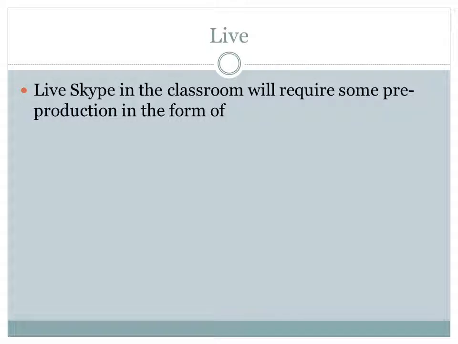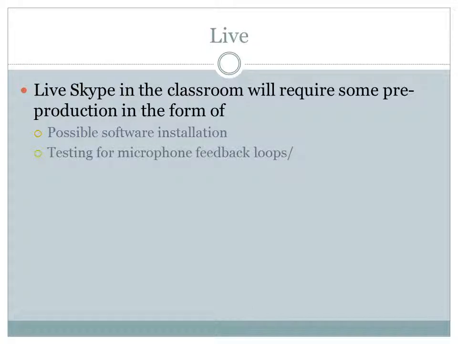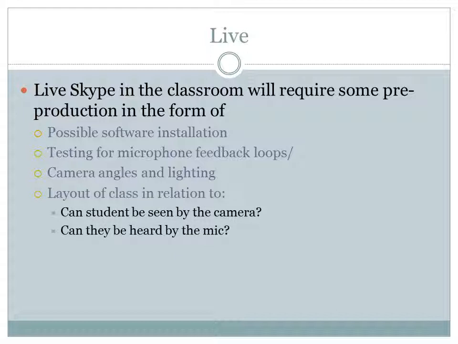So live Skype in the classroom always requires some kind of pre-production, and it will come in the form of these things. Do you have to install the software somewhere? You'll have to invest some time in testing for microphone feedback loops in particular. You'll have to look at what the camera angle is and the available lighting. Can we actually get a good picture that we can send both ways? And what's the layout of the class in relation to this? So do you intend that the students can be seen by the camera and they can be heard by the microphone?